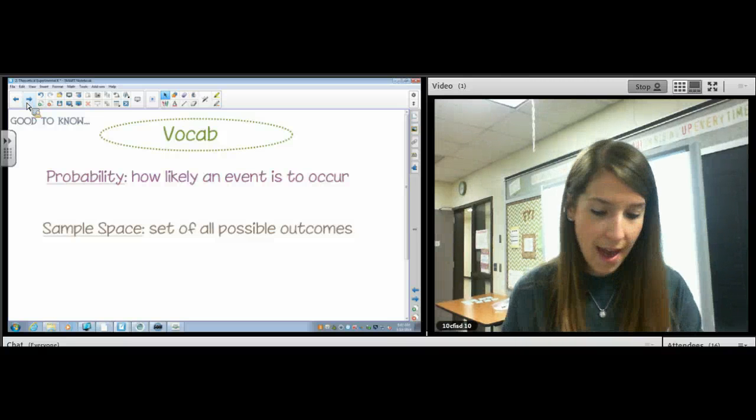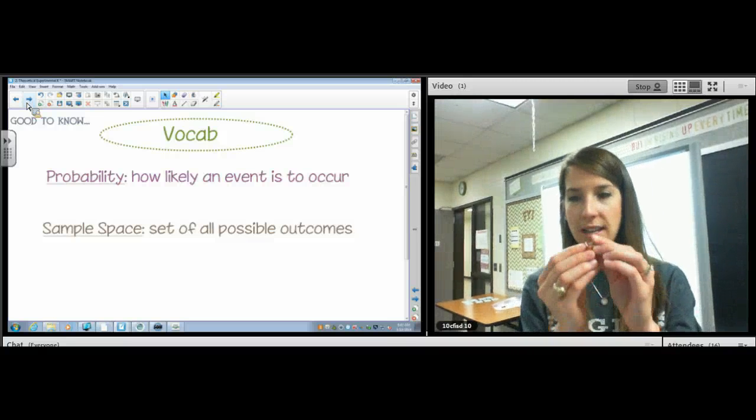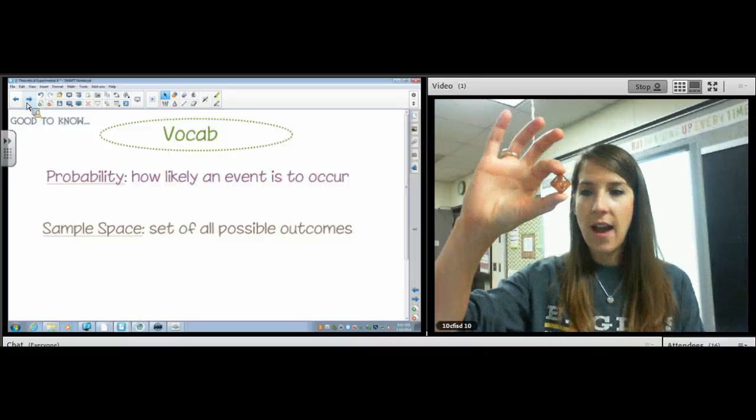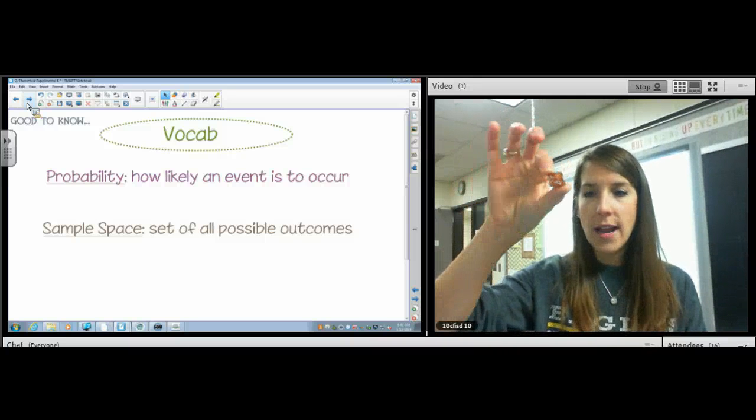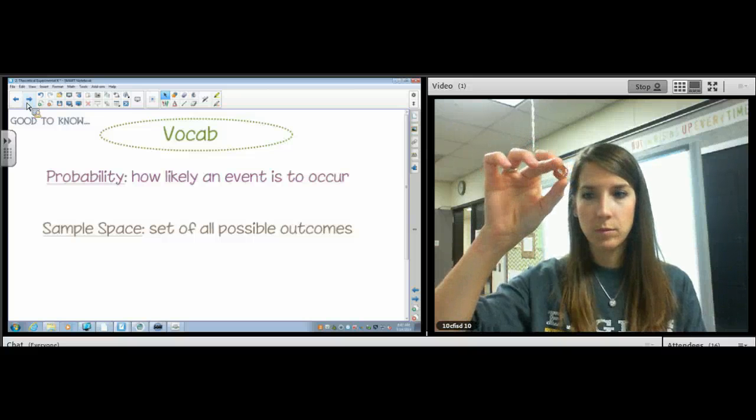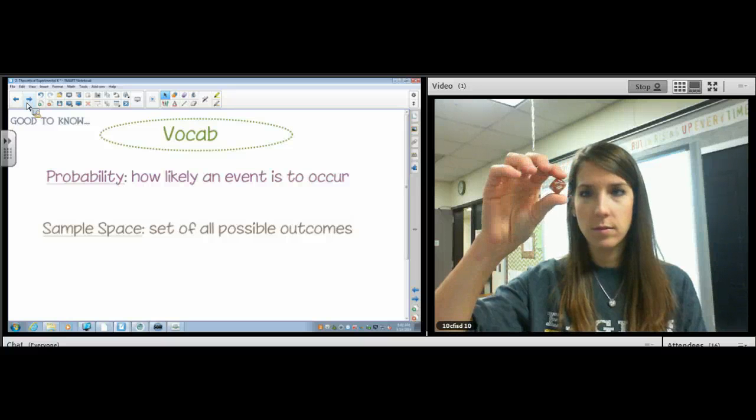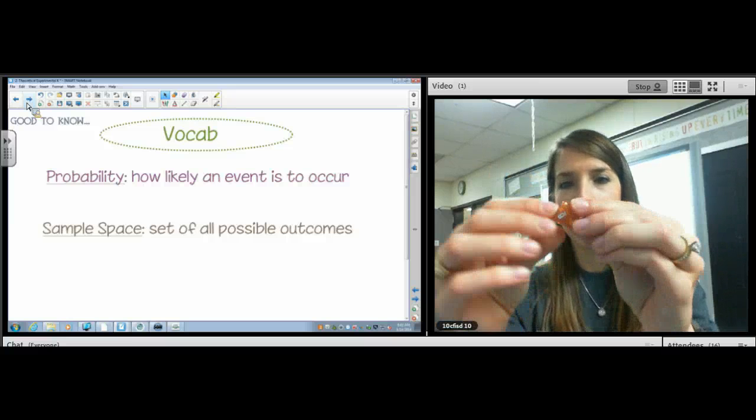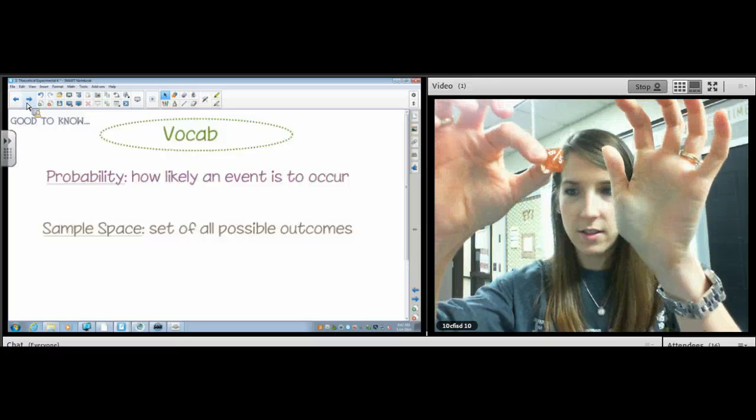So if I have, this is actually not a normal dice, but pretend this is a normal dice. If I have a dice, what is the sample space of my dice? This is actually a really cool dice. It's like glittery. I don't know if you can tell. It's glittery.